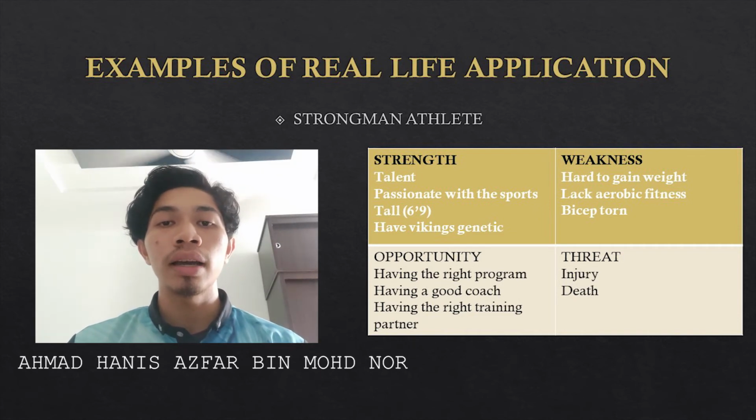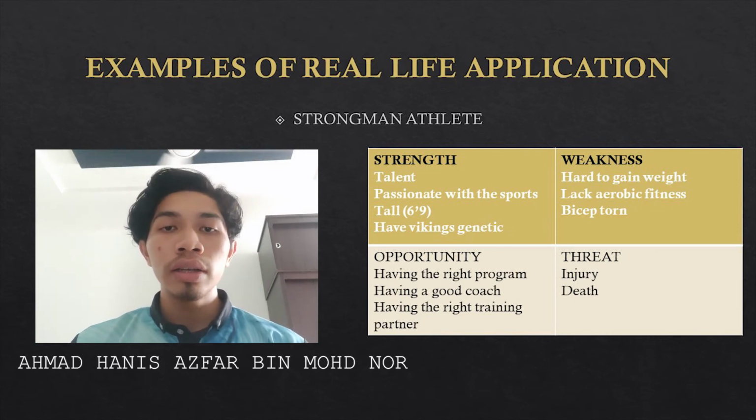Now that we have analyzed the strengths for the strongman athlete, now we're going to analyze the weaknesses. So the weaknesses might be a lack of aerobic fitness for the strongman competitor, or having a hard time to gain weight, or even a previous injury such as a torn bicep. Now that we have analyzed all the internal factors for the strongman athlete, now we're going to analyze the external factors such as the opportunities and threats.